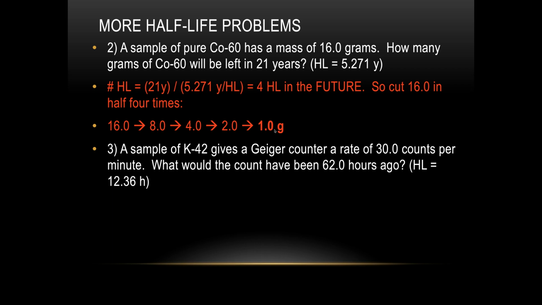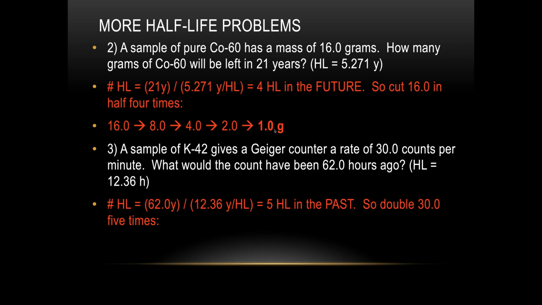A sample of potassium-42 gives a Geiger counter rate of 30 counts per minute. What would it have been 62 hours ago? And the half-life is 12.36 hours. So once again, we take the amount of time that has gone by, 62 hours, this should say hours, not years, and we divide it by 12.36 hours per half-life. 62 divided by 12.36 gives us 5 half-lives.